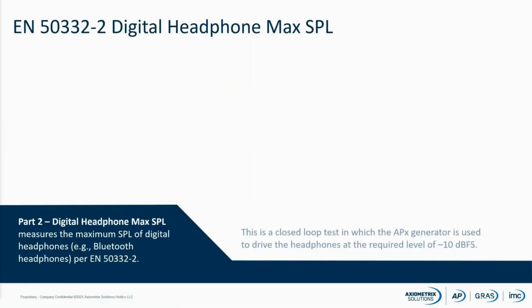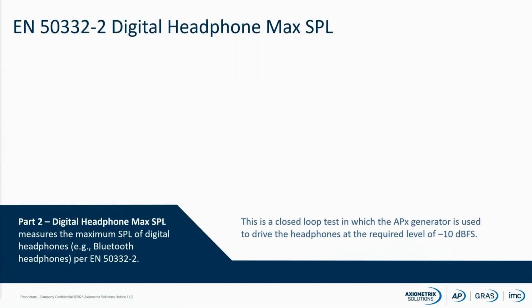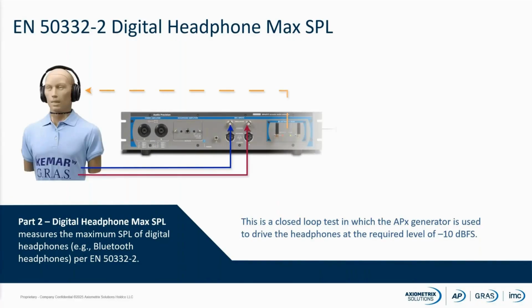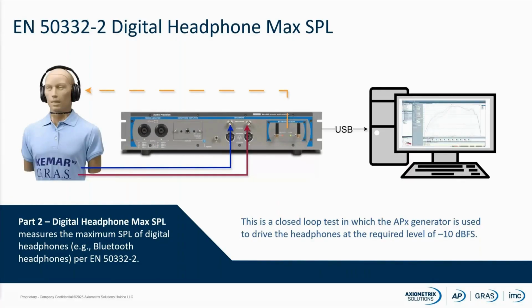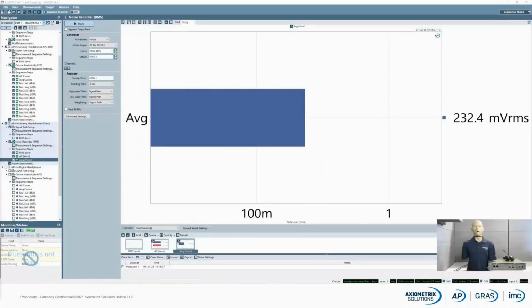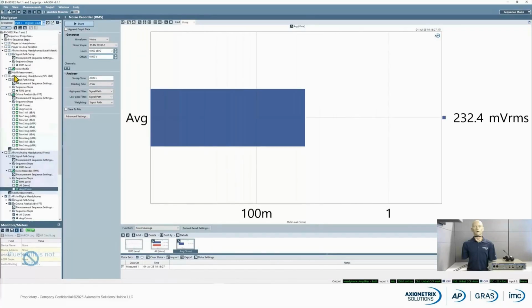And last but not least, we have part 2, Digital Headphone Max SPL. This is a closed loop test in which the APX generator is used to drive the headphones at the required level of -10 dBFS. So for our last sequence, we're going to select part 2, Digital Headphone Max SPL. I'm going to collapse these.